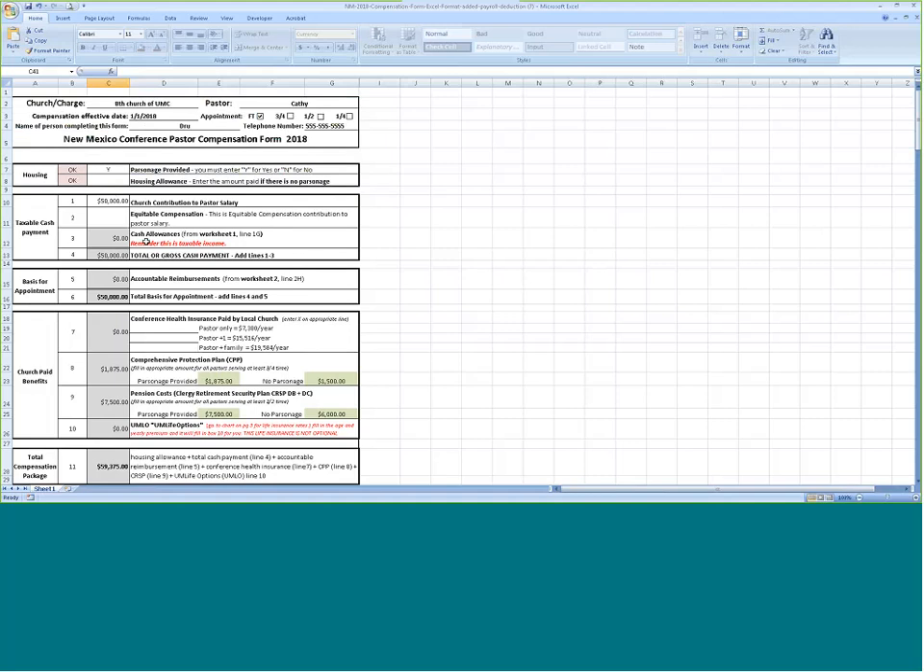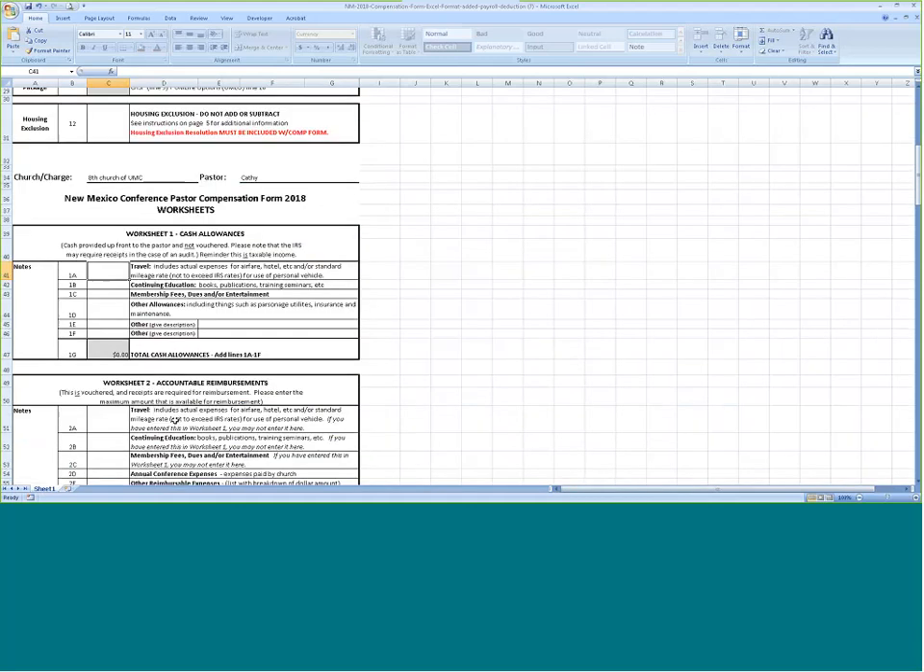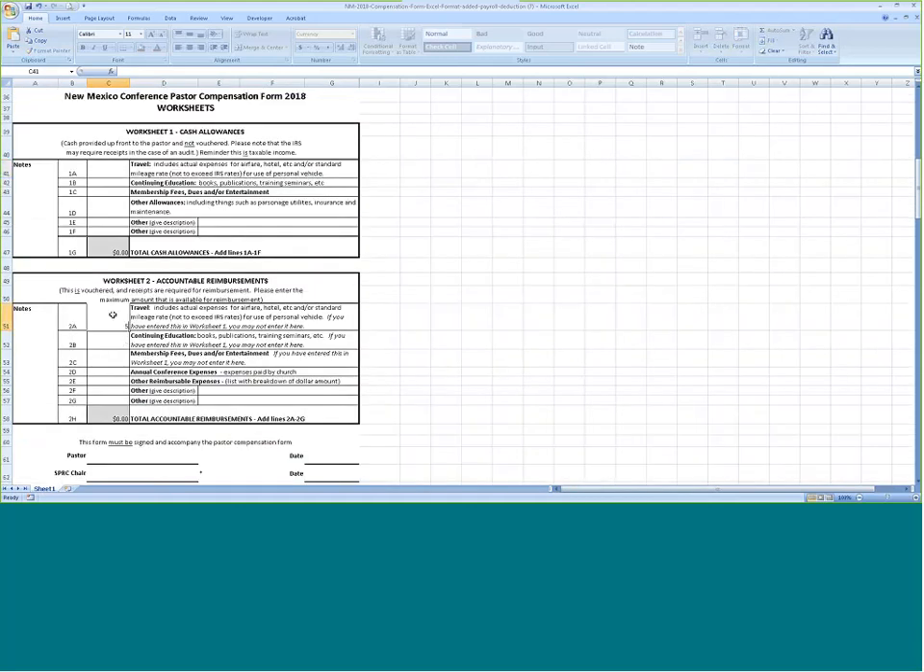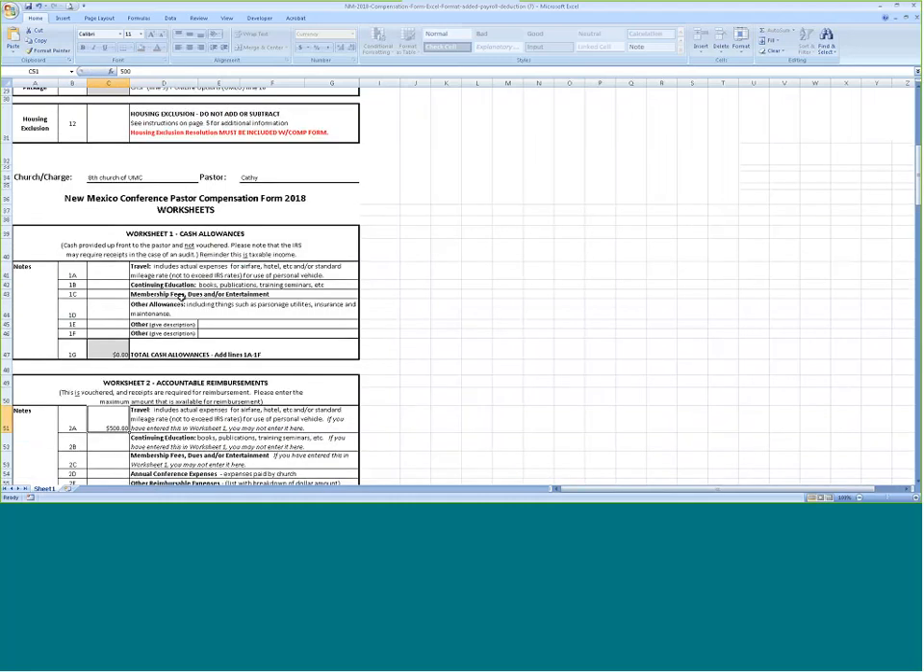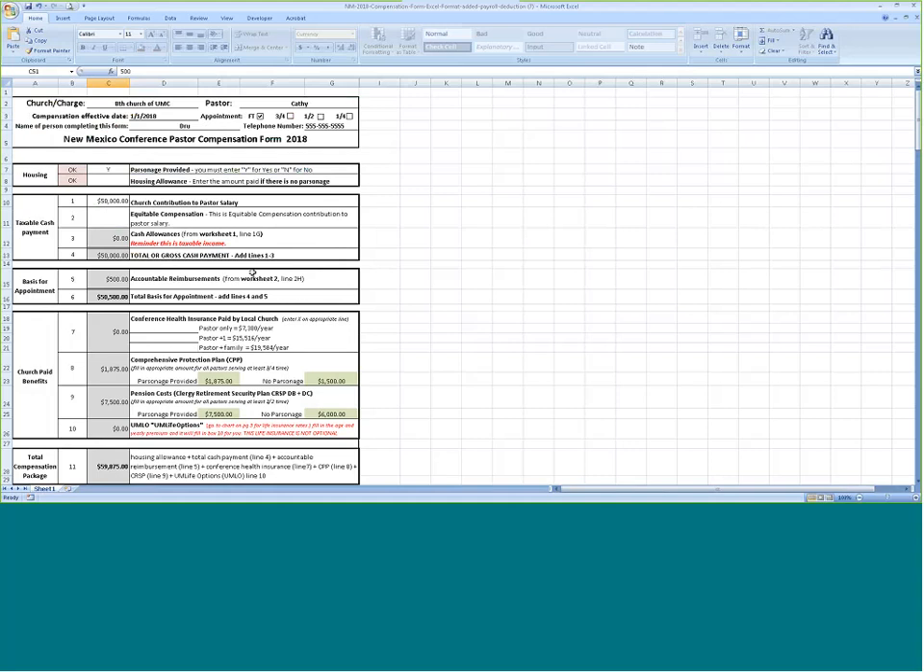So this is important: if they do this, that pension will change and they will be paying that. So let's say they want to do an accountable reimbursement, so they have $500 for that. We're going to go back up here. You'll notice it populated that. This didn't change. The pension calculation did not change. This is the accountable reimbursement.